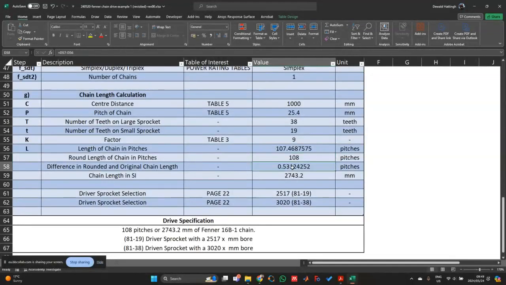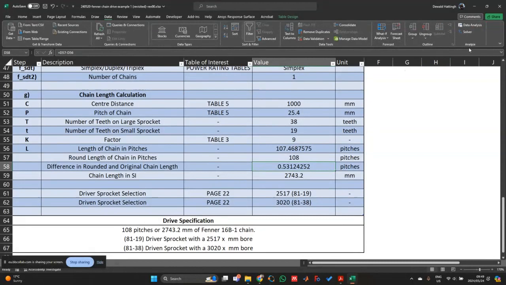So if we calculate the difference between them, we get this 0.53 pitches. And if we then want to use the actual center distance, we're just going to do a goal seek. So I'm just going over to Data, and then you'll see there's a What-If Analysis over here. You can either use goal seek, or what I like to use for these problems is the Solver.